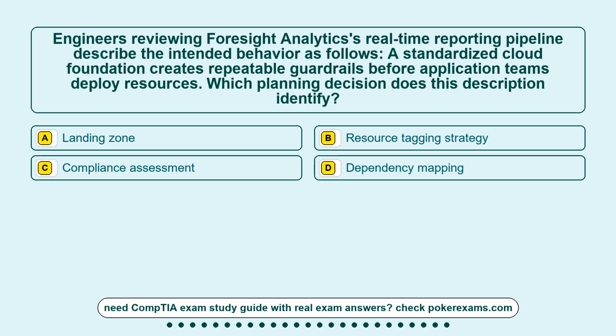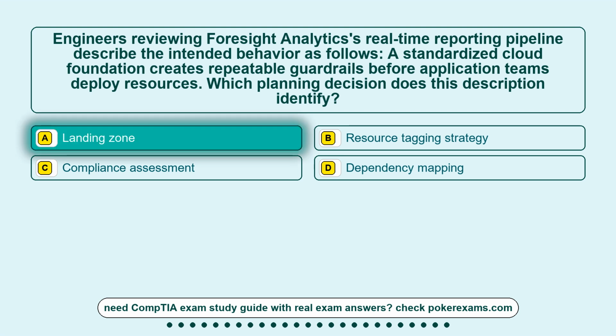Engineers reviewing Foresight Analytics' real-time reporting pipeline describe the intended behavior as follows: a standardized cloud foundation creates repeatable guardrails before application teams deploy resources. Which planning decision does this description identify? Option A, landing zone. Option B, resource tagging strategy. Option C, compliance assessment. Option D, dependency mapping.